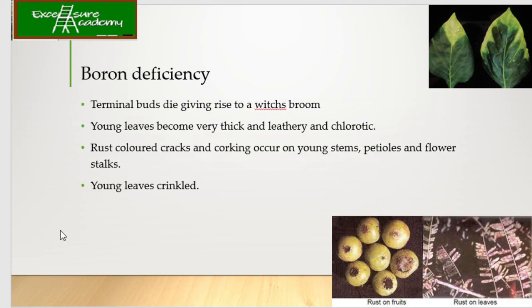Then the deficiency. So terminal buds will die, giving rise to witch's broom. Young leaves become very thick, leathery and chlorotic. Rust color cracks and corking occur on the young stems, petioles and flower stalks, and the leaves will start getting crinkled. So you can see over here how the leaves are getting crinkled, and this is how the rust will form on the fruits and the leaves.